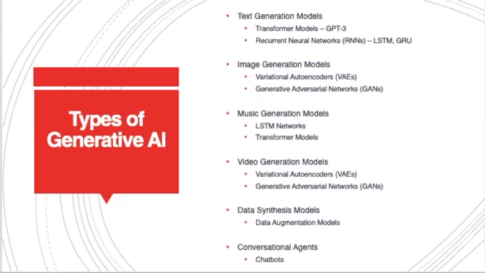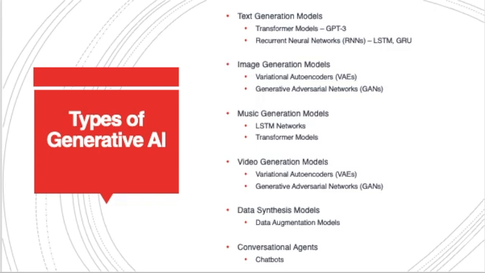Music generation models. LSTM networks. Similar to text generation, LSTM networks can be used for generating music sequences by learning patterns and structures in existing compositions. Transformer models. Transformers can also be applied to music generation, capturing long-range dependencies and producing coherent musical compositions.